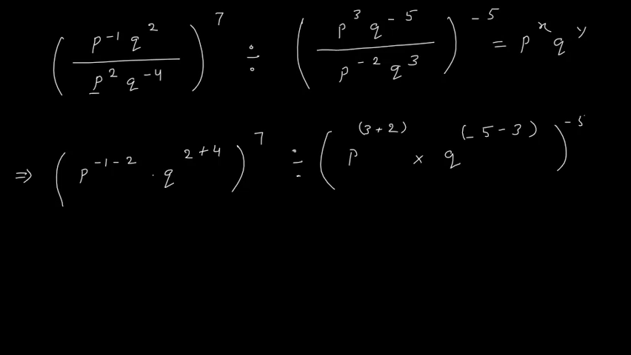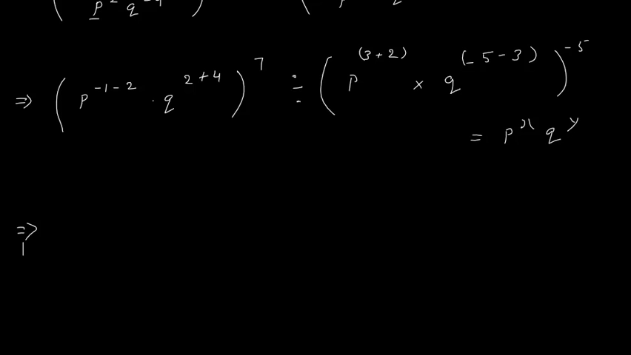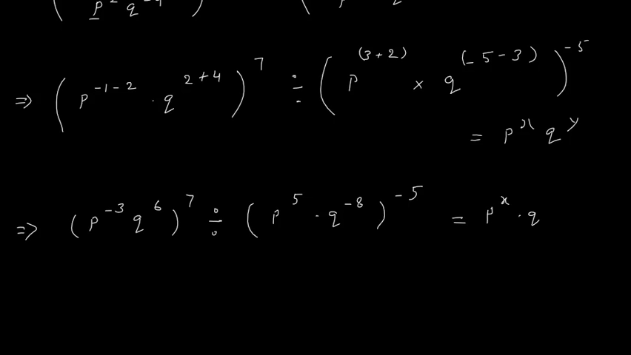The whole power we have is -5, and on the right hand side we have p^x q^y. So this implies now we have p^(-3) q^6 and the whole power 7, divided by p^5 q^(-8), the whole power -5, equals p^x q^y.